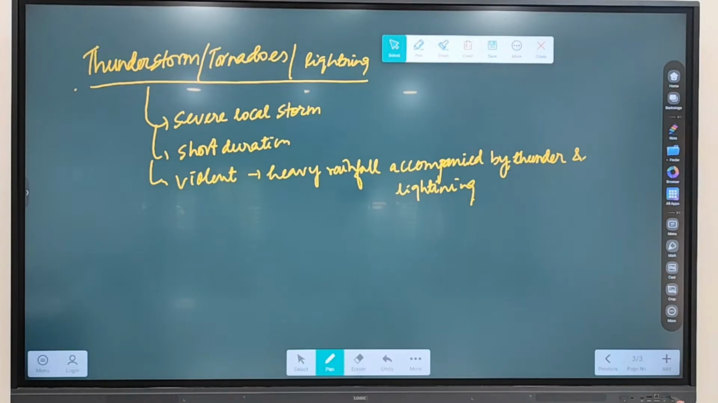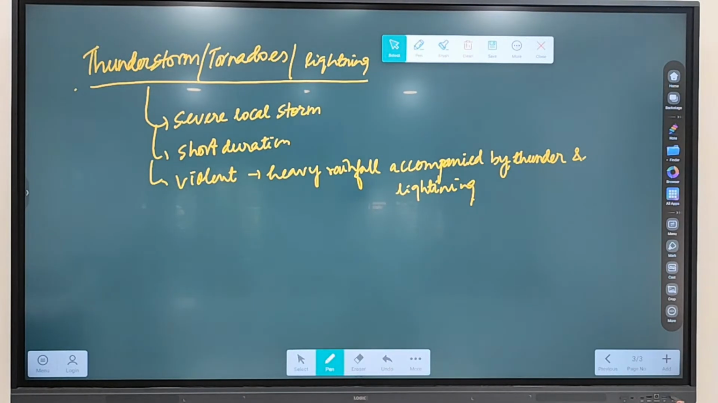Sometimes when you see rainfall is happening, sounds are coming. We say the clouds are roaring. So sounds coming from the atmosphere are called thunder. And sometimes you see lightning happen in the sky, and that is called lightning.